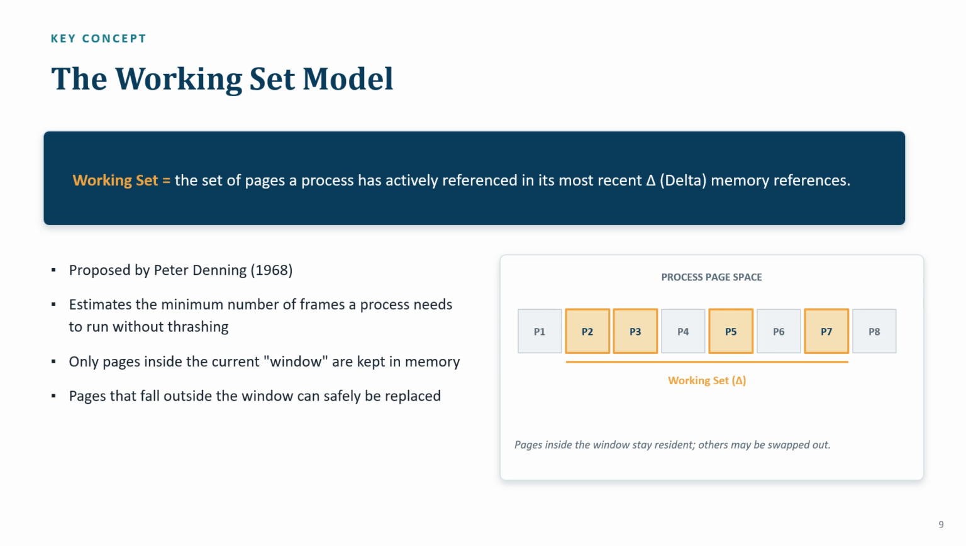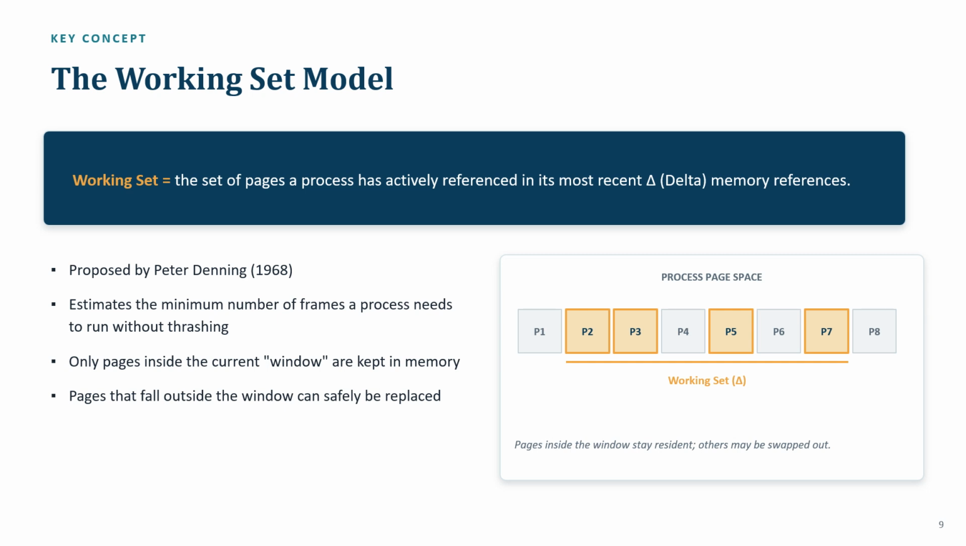Look at the strips representing a process's pages P1 through P8. Only some of them shown here are in amber. The yellow ones are in amber, meaning they were referenced recently. The rest are outside the window and can safely be swapped out without hurting performance much. In short, the working set gives the OS a live, constantly updating estimate of the minimum number of frames a process needs to run without falling into thrashing.